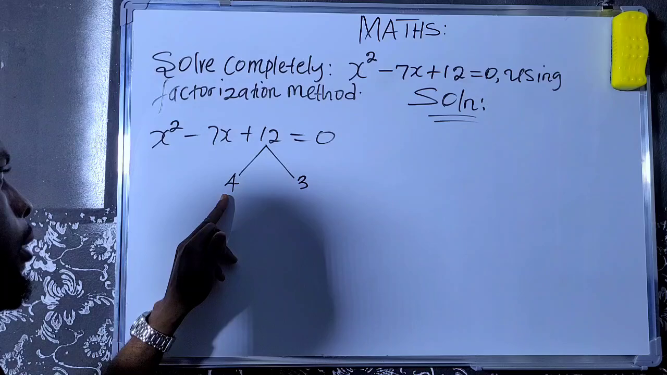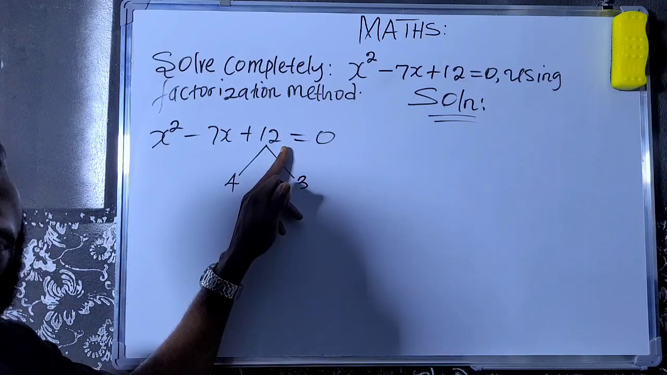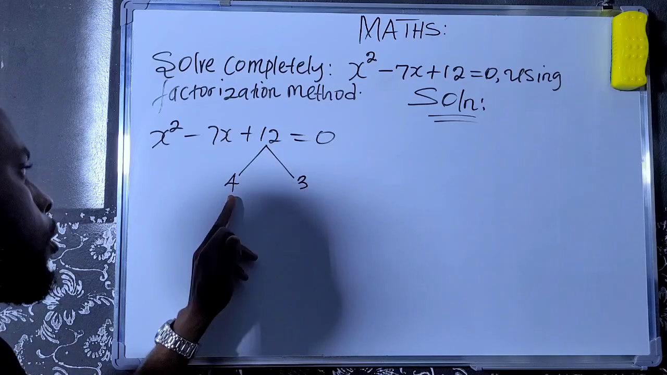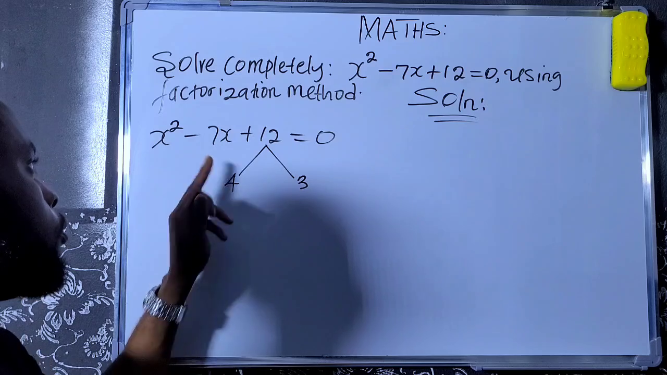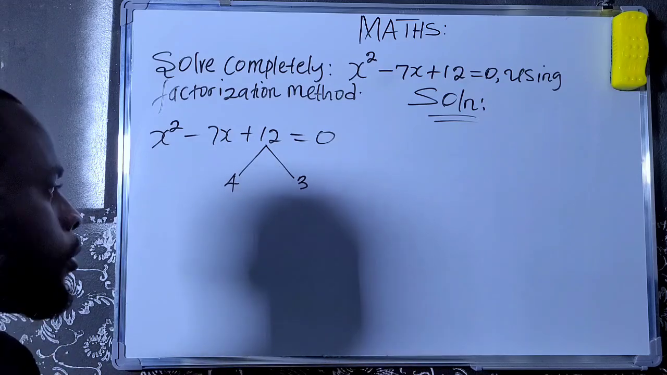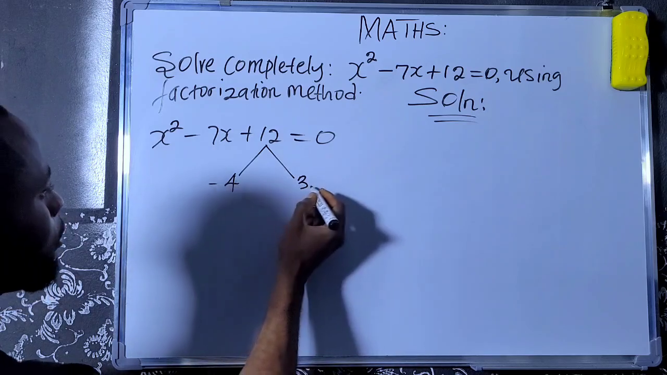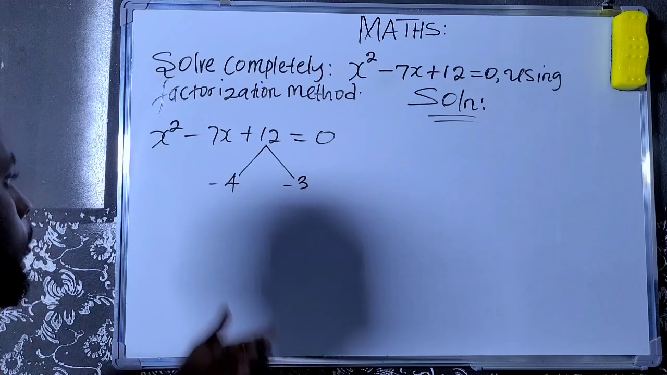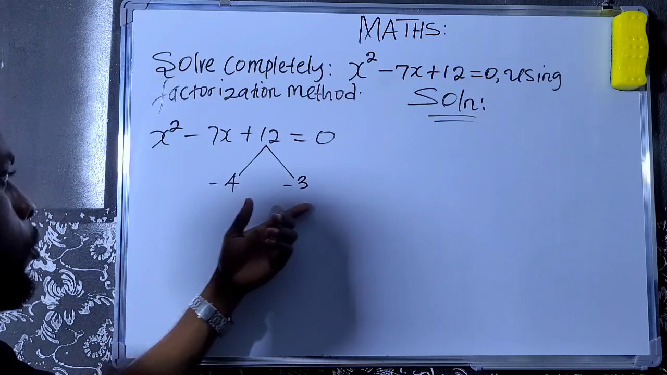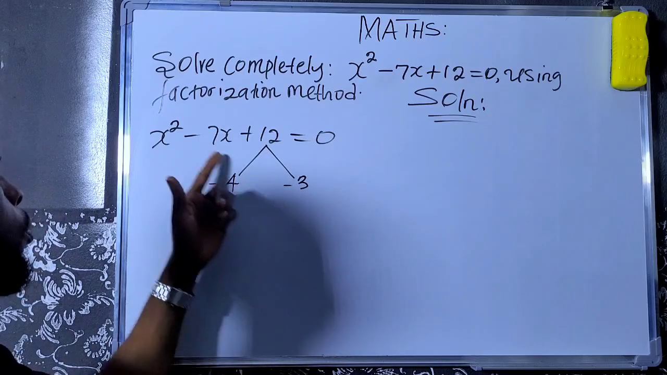If you multiply plus 4 times plus 3, it will give you plus 12. But if you sum it up, plus 4 plus 3, it will not give you minus 7. Then in that case, these factors will be negative. We have minus 4 and minus 3. Now, the sum of these two factors will give you minus 7.